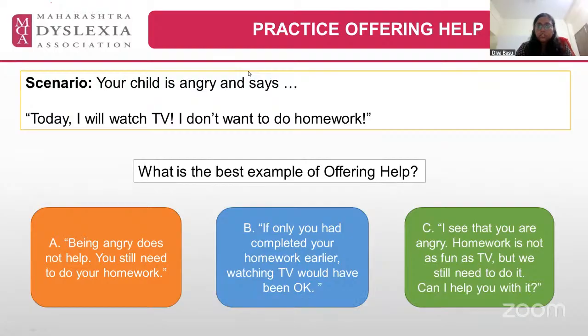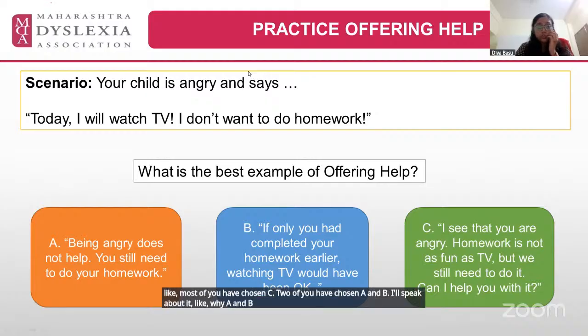Okay, share the results, please, for everybody to see. All right. Most of you have chosen C. Two of you have chosen A and B. I'll speak about why A and B actually don't work in this situation. Can somebody tell me why it is C?